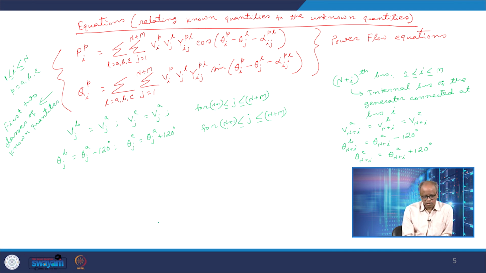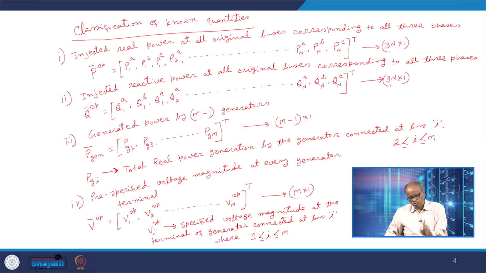Now we have to talk about the equations corresponding to total real power generation by the generators as well as the pre-specified voltage magnitudes at every generator terminal, which we will do in the next lecture. Thank you.